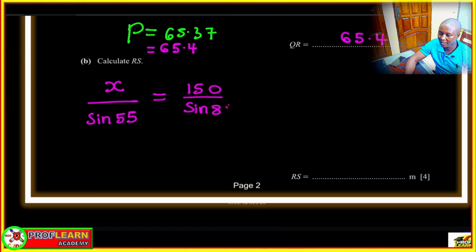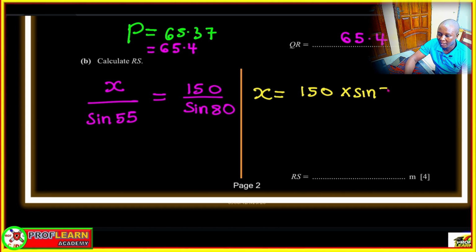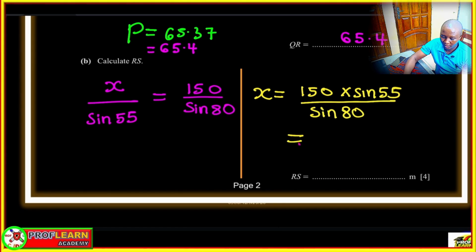150 over sine 80. Now, whenever you are finding a side, my advice is that the lengths should be at the top. If you are finding an angle, let the angles be at the top for the sine rule. Then we can multiply by sine 55 on both sides. If you work it out, you're going to get 124.8, which is approximately 125 meters.